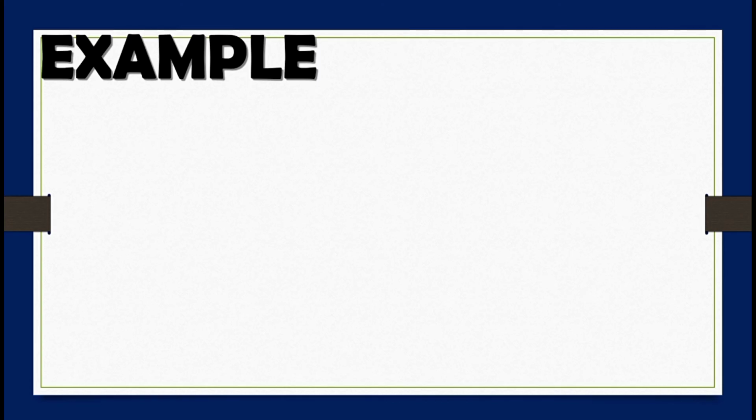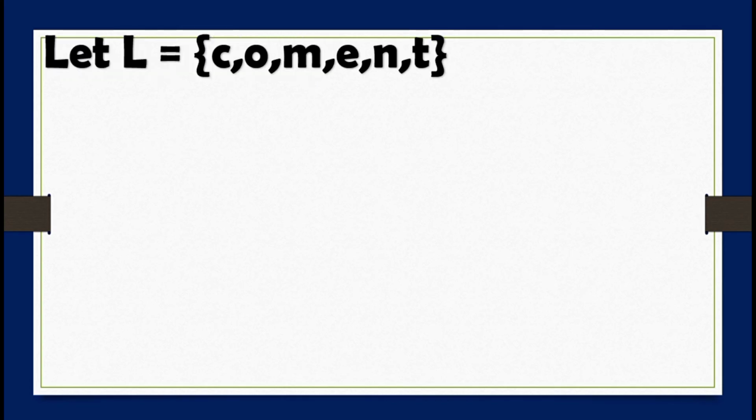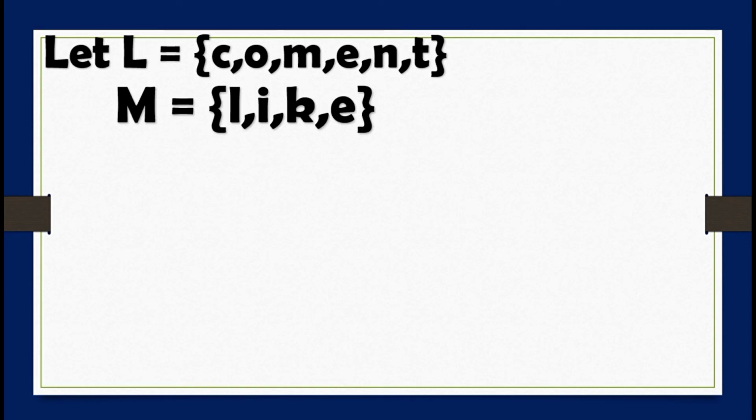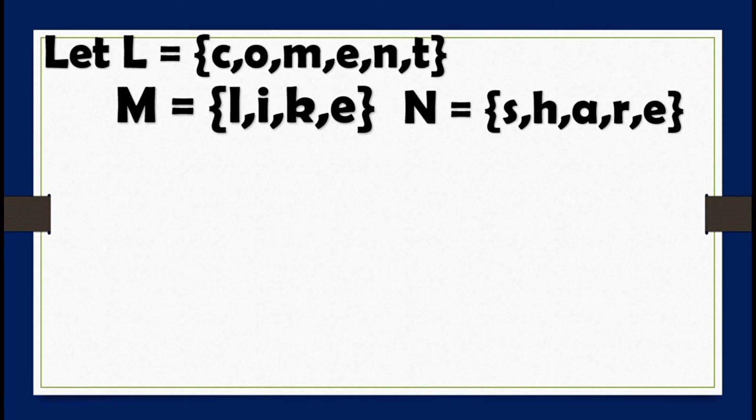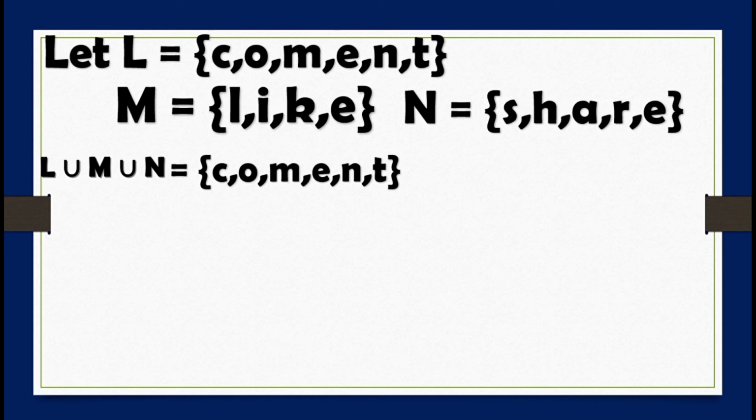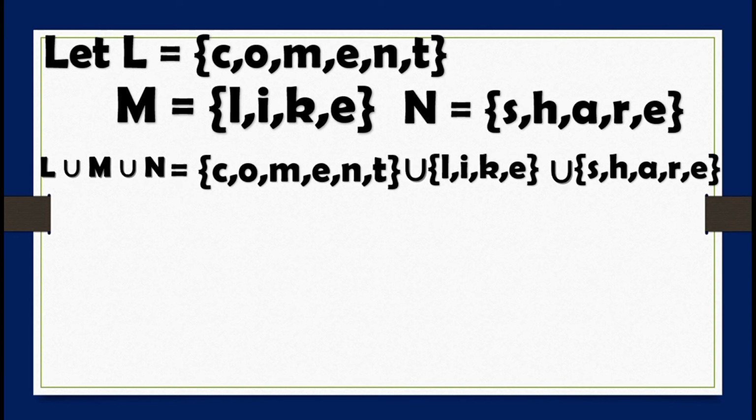Let's have another example. Set L consists of C, O, M, E, and T. Set M consists of L, I, K, E. Set N consists of S, H, A, R, E. So let us get L union M union N. So we will write first elements of set L, followed by the union sign, elements of set M, union sign, and elements of set N.